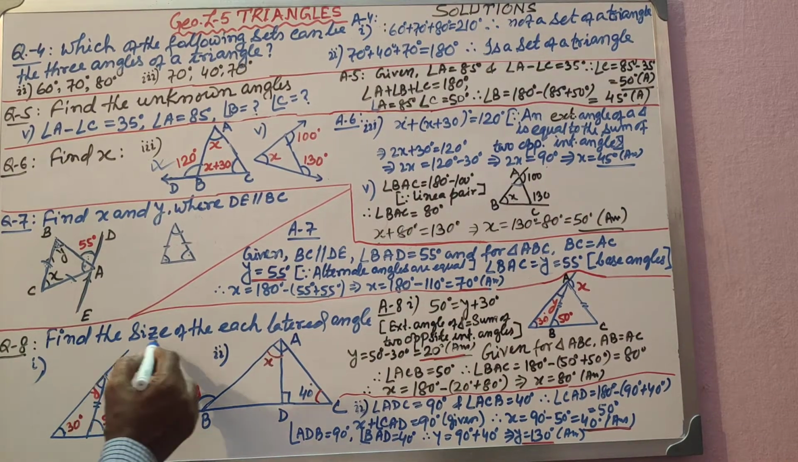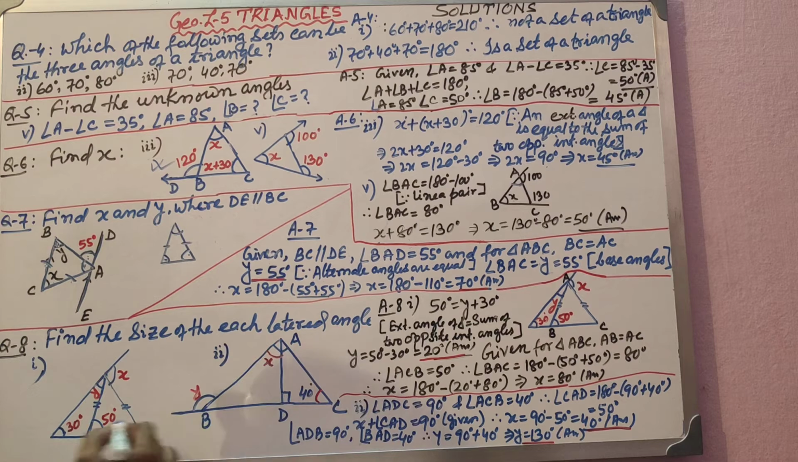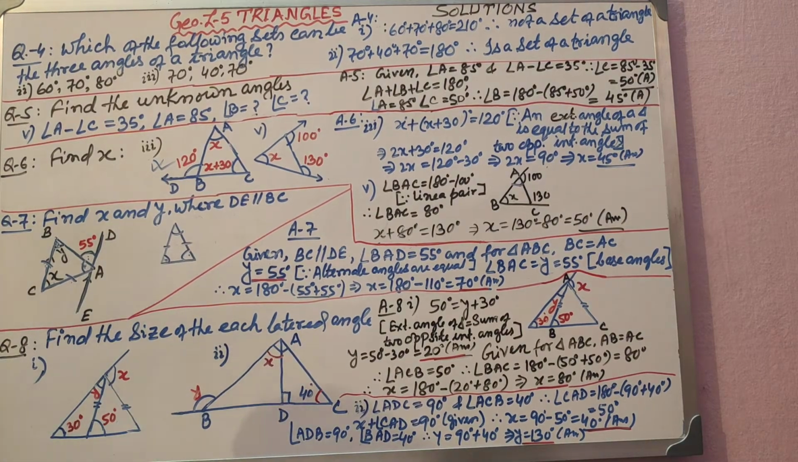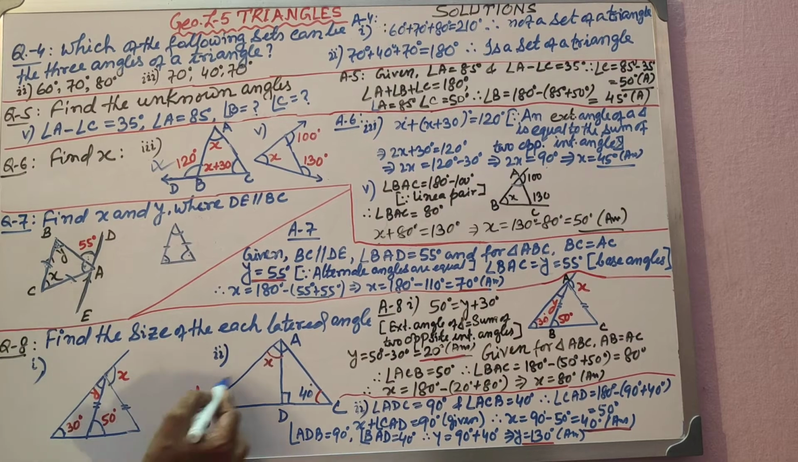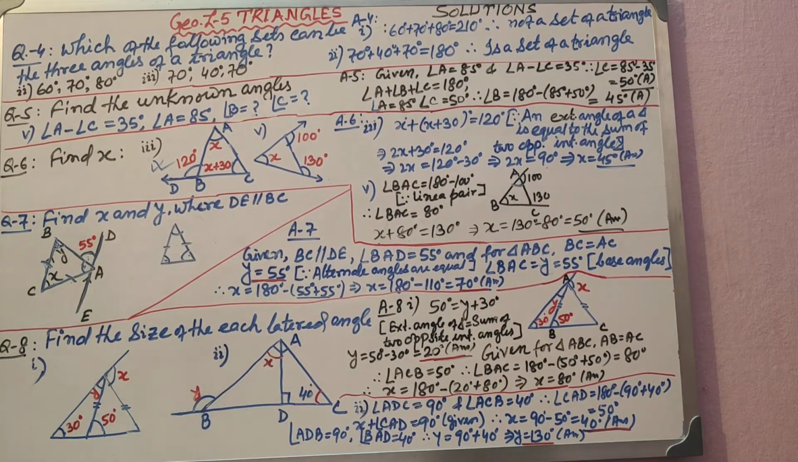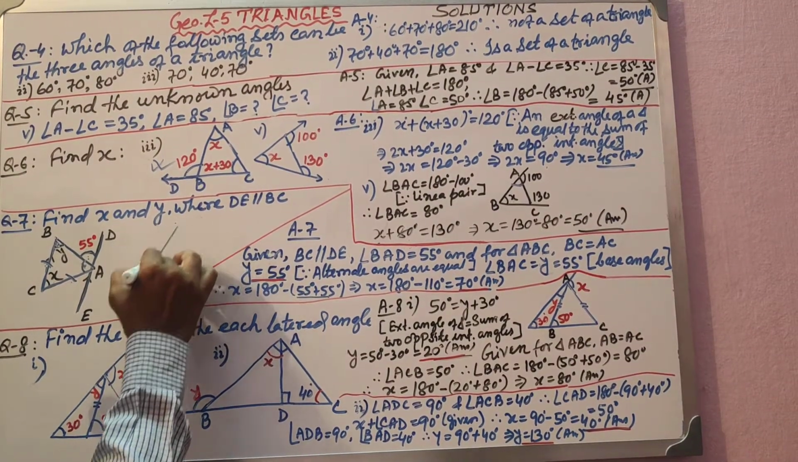You have to find the size of each lettered angle. That means you have to find out the magnitude of the lettered angle. Here x and y you have to find out. In this case also x and y. I have taken the first one given to you with the figure. You have to understand, this is a sign meaning what? This type of sign is given to you.